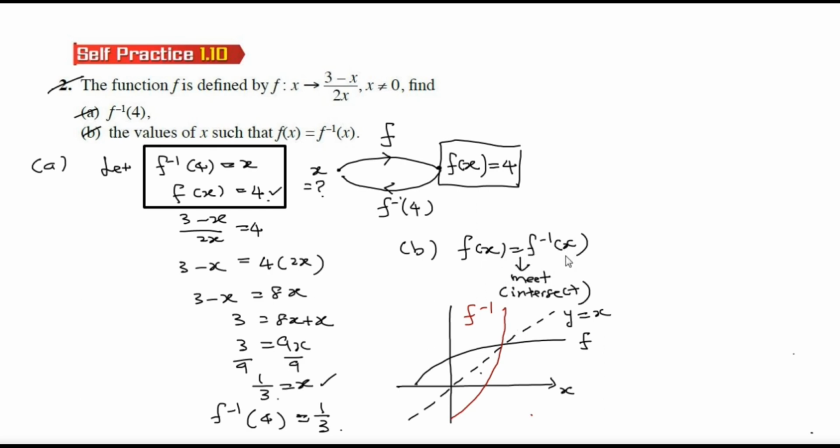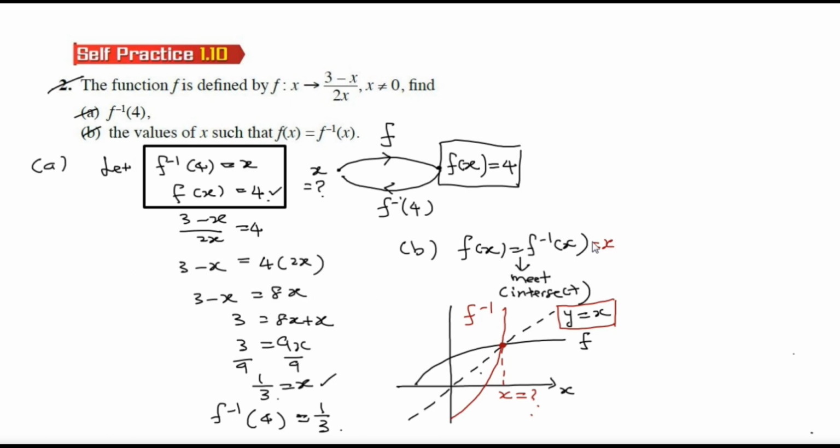Fx equals to f inverse x. Okay, so equal means they meet, they intersect. Where they intersect here, this is the place where they intersect. So you are required to find what is the corresponding x value. If you notice, the place they meet, they also meet on the reflection axis, right? Y equal to x. So you can also equate this to the reflection axis equals to x.